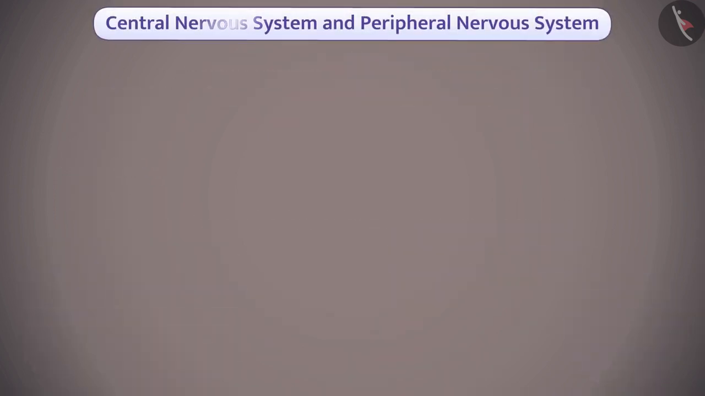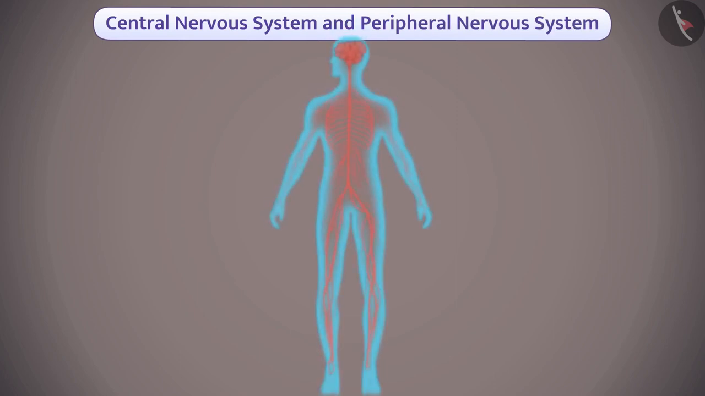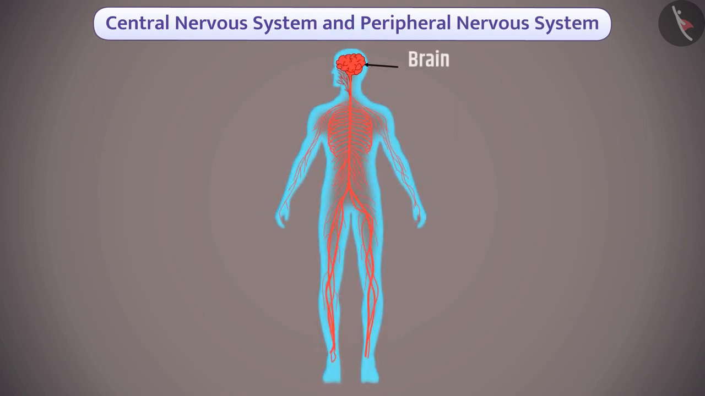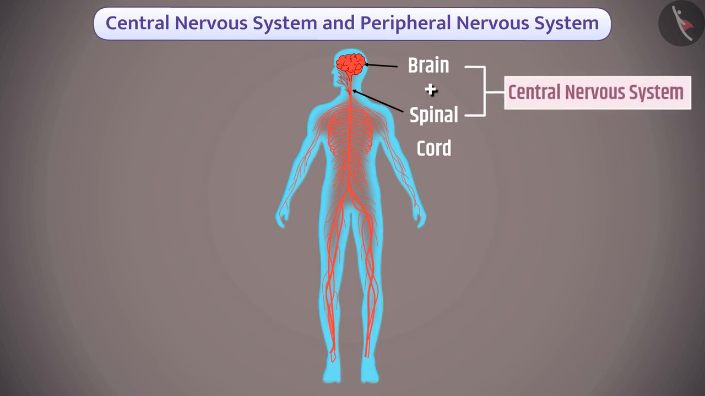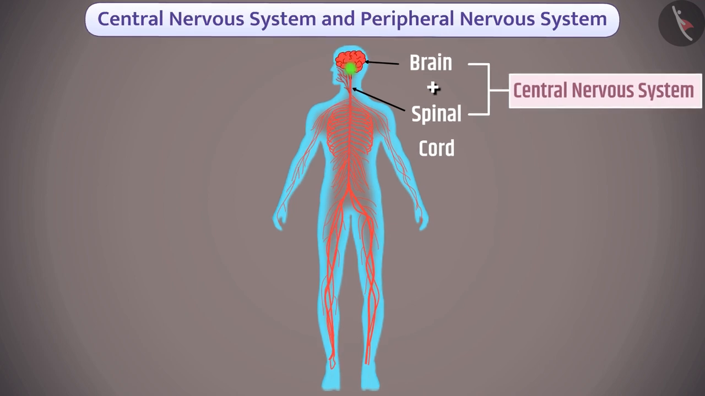Central nervous system and peripheral nervous system. The brain and spinal cord make up the central nervous system. The central nervous system receives and integrates various information from the body. In order to transmit the response signal for the information received, various nerves come out of the brain and spinal cord.